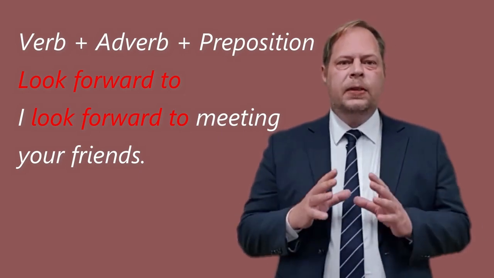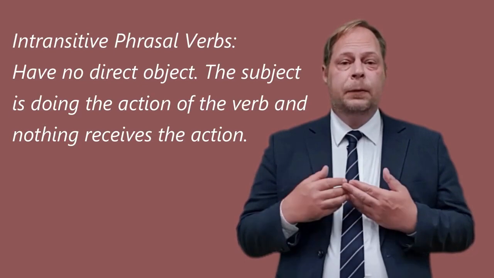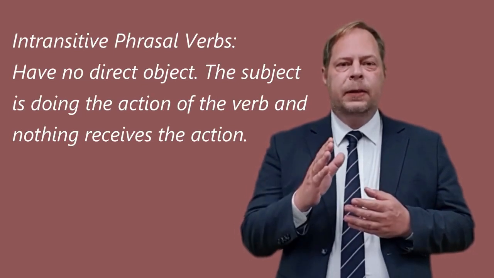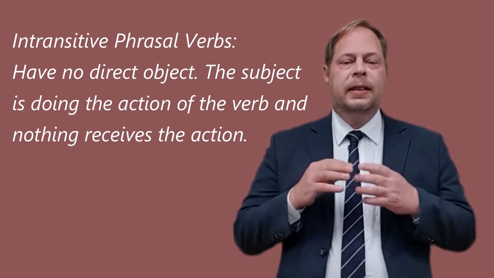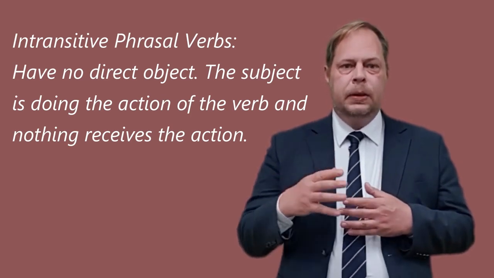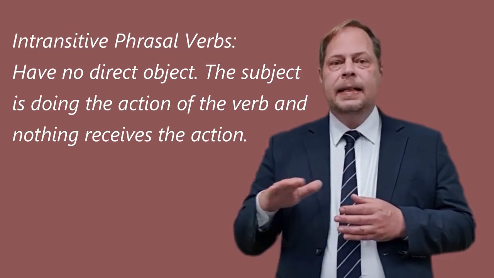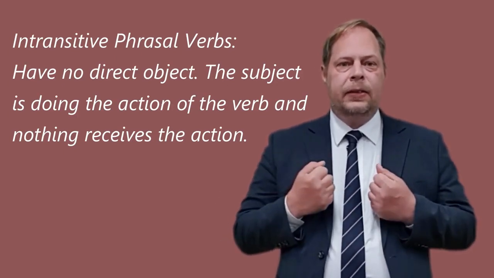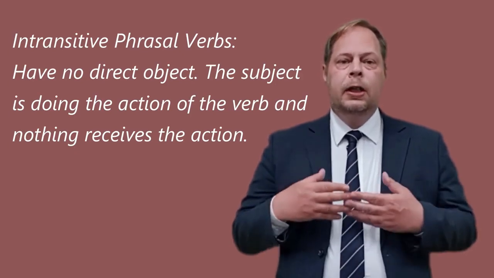Okay, we almost have everything we need to put together some intransitive phrasal verbs. First, let's talk about what intransitive phrasal verbs are. Intransitive phrasal verbs have no direct object. A direct object is acted upon by the verb. The subject is doing the action of the verb and nothing receives the action. You might find intransitive phrasal verbs a little easier because you don't have an object to worry about.